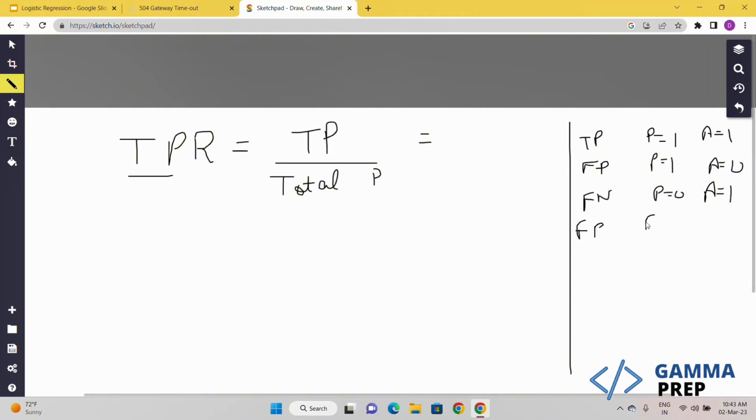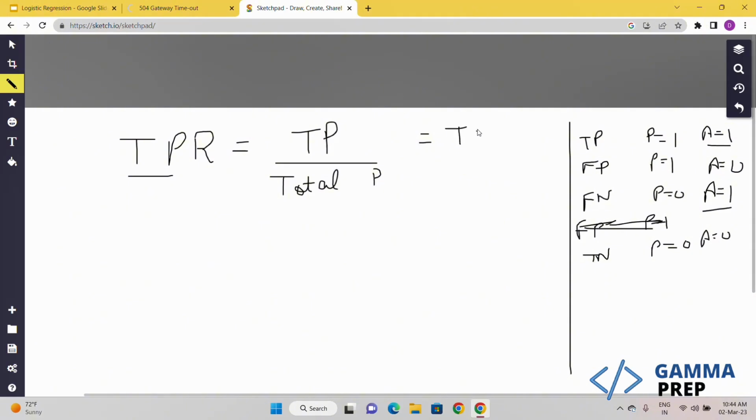FP means predicted as 1. Okay, FP is done. Then I have to go with TN. TN means predicted as 0, actual also 0, right? I've written it so that it's easier for you to tell me what total positives are. Total actual positives means this one and this one, right?